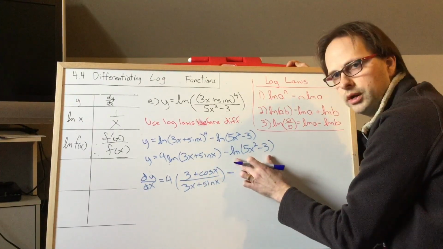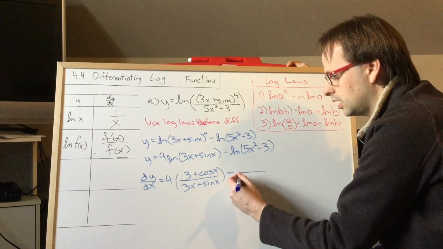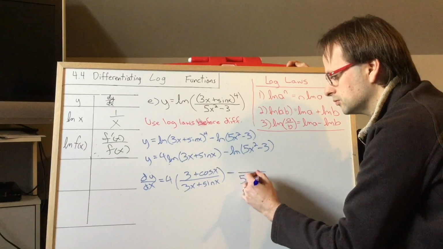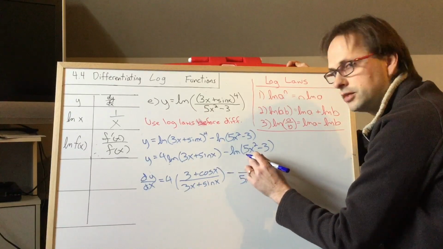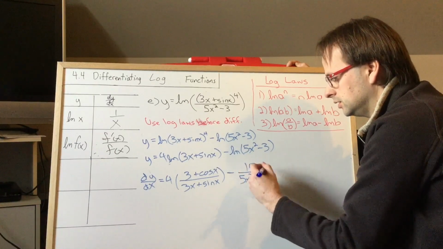Minus, here's a separate one. It's another logarithm to differentiate, and it's super easy. Original on the bottom, derivative on the top. The derivative of 5x squared would be 10x.